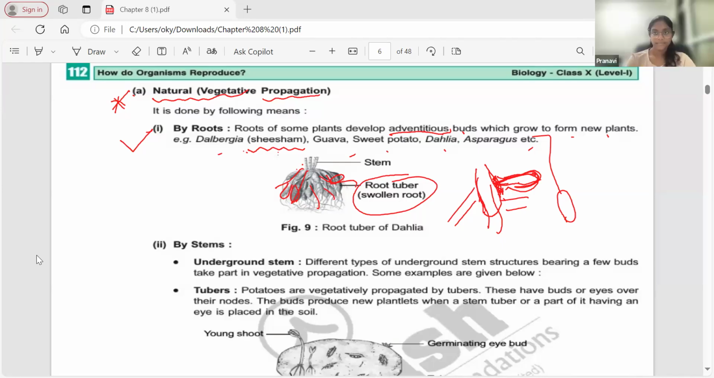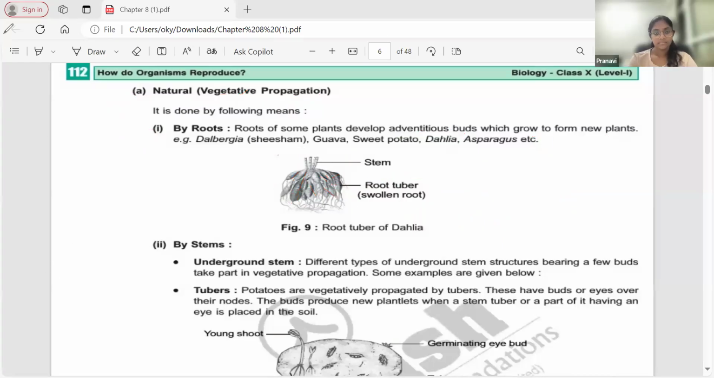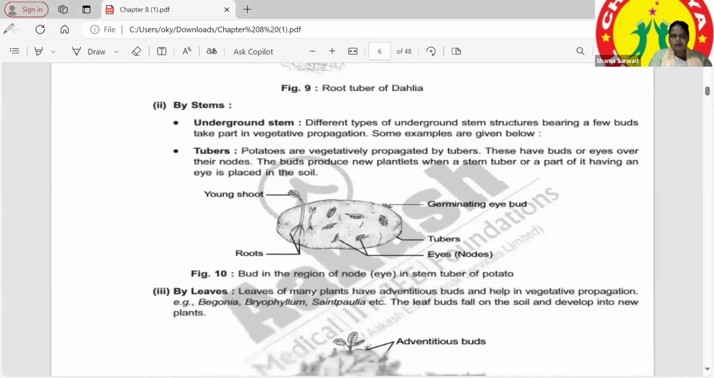Clear? Fine. Now we are going to see this. This was an example for root. The diagram is there in front of you. Now we are going to see about the stem. See what is given here. There are two types of stems, right? Underground stems and tubers.